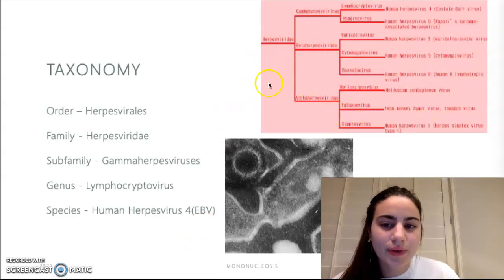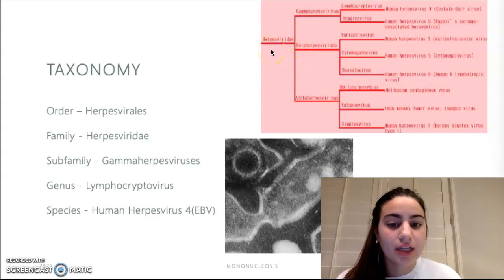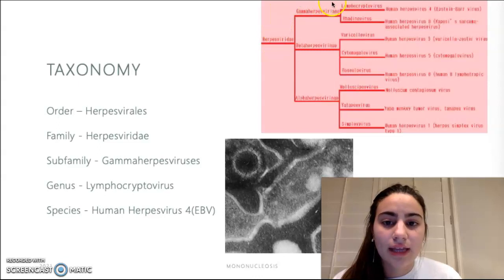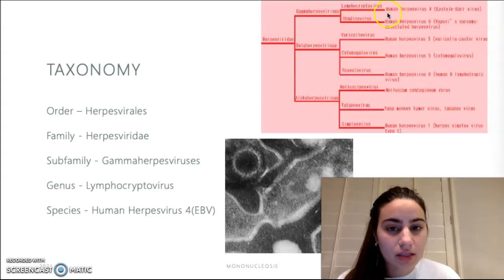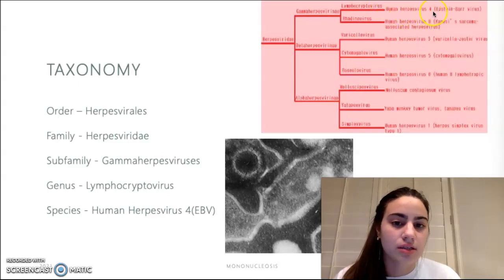So here is a shortened version of a phylogenetic tree because the order for mono, Herpesvirales, is very in-depth and has a lot of detail. So I shortened it to start with the family Herpesviridae. And this family is known to have double-stranded linear DNA viruses. And then the subfamily Gammaherpesvirinae is known to have high latency rates. And then when we move on to genus, this is known to be viruses that infect humans and New World monkeys. And then going into the species, this is the species that only infects humans and also carries the mono infection.